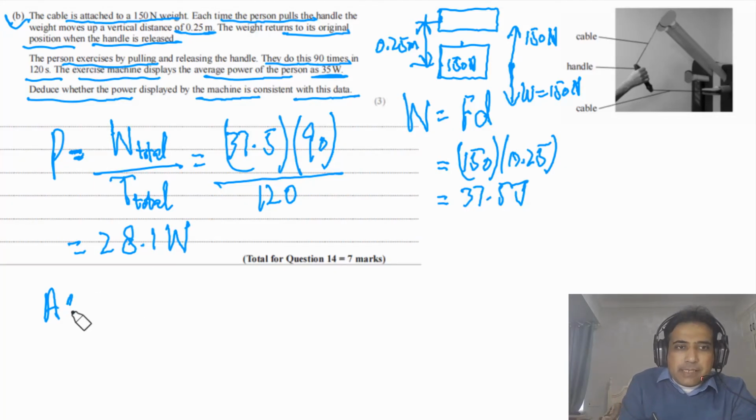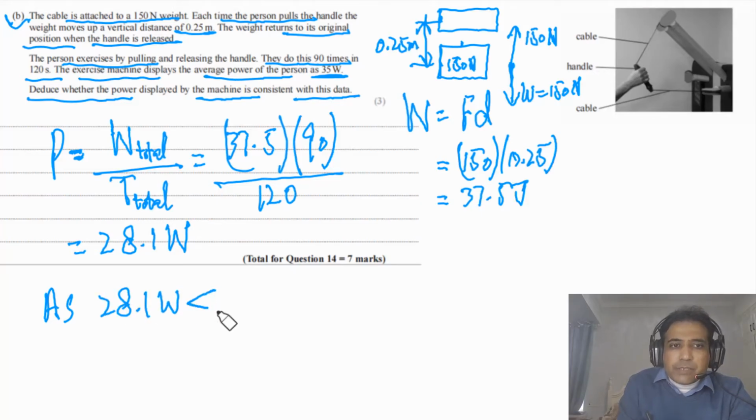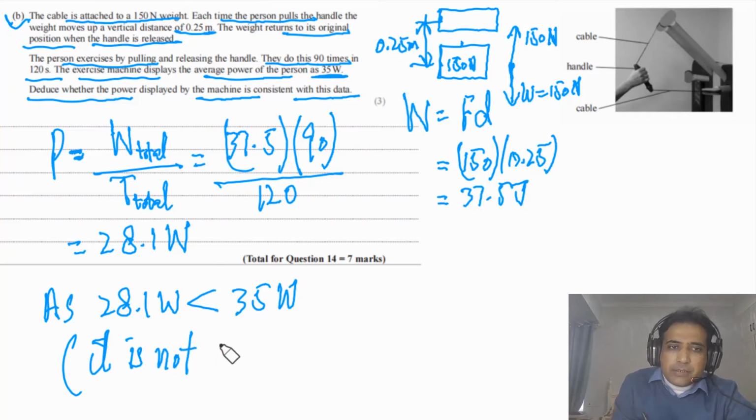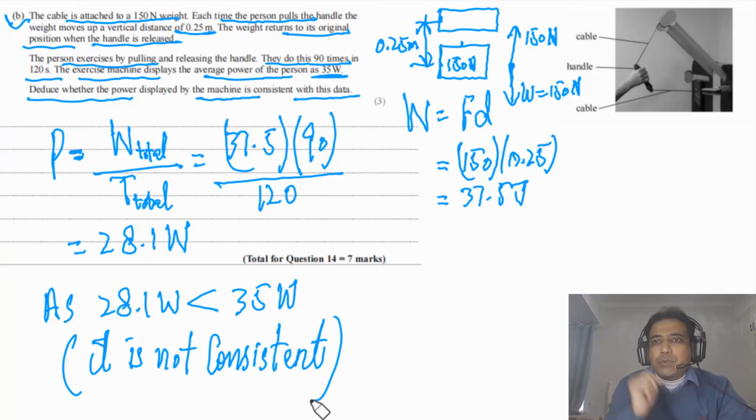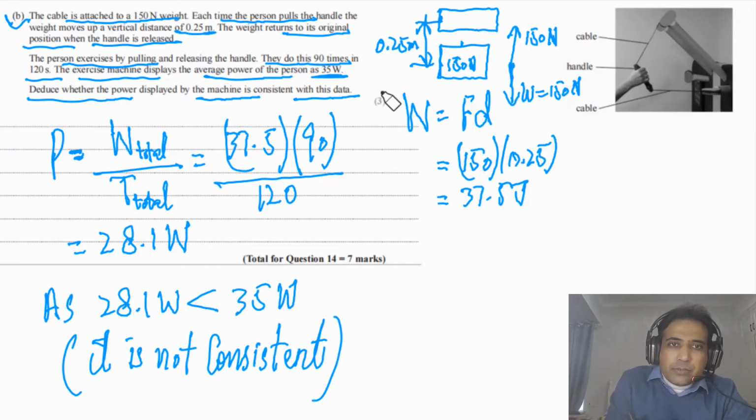As in this case, 28.1 watts, this is less than 35 watts. So it means that it is not consistent with the machine data. So we can say it is not consistent with machine data. So this is how you need to answer. So if you write down these steps for this question, you will get theory marks.